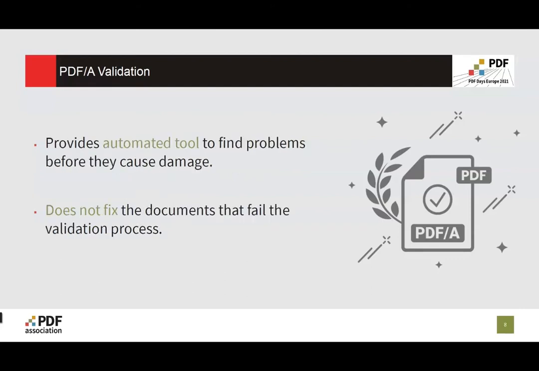When done correctly, the PDFA validation provides an automated tool to find problems before they can cause any possible damage in the future. So in other words, it can be utilized as a final check that will allow or reject a document from being archived. This also means that at some point we will get some rejected files, and it is very important to find a solution to either prevent this from happening earlier in the process, or have a solution to modify and fix the files.